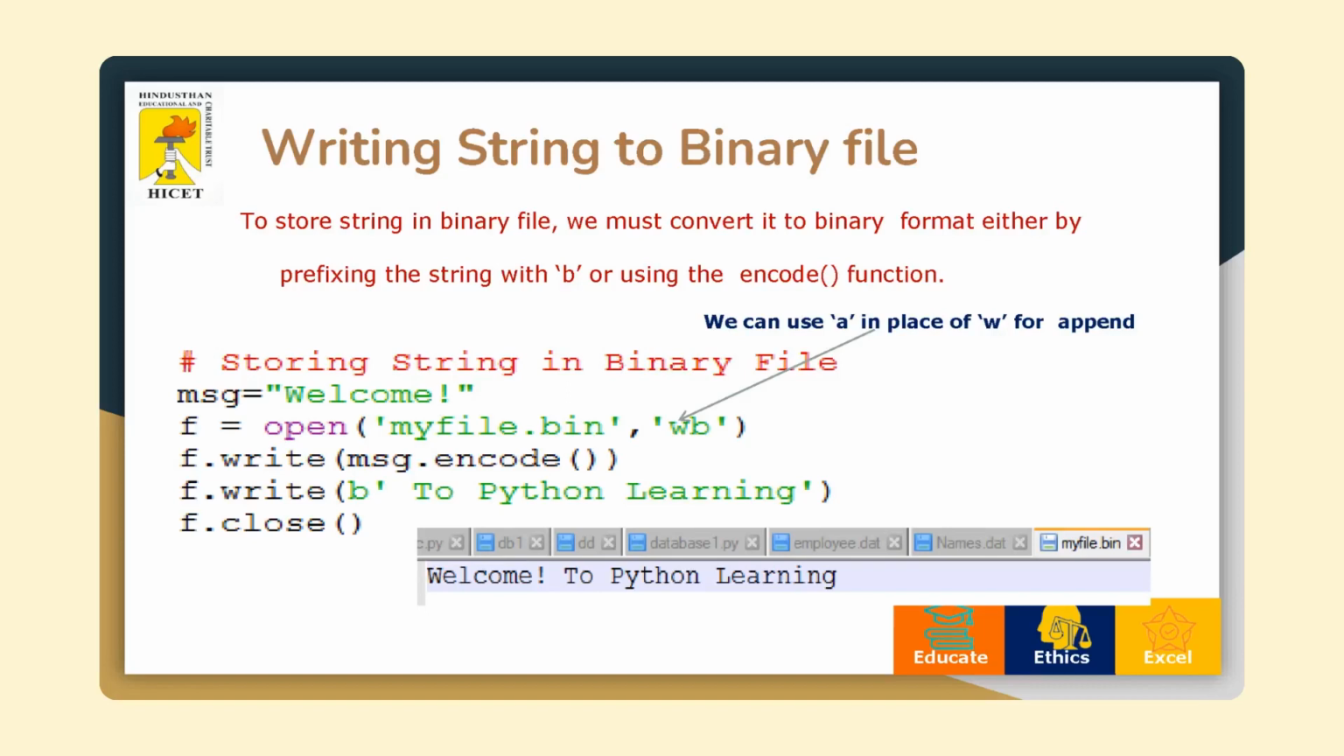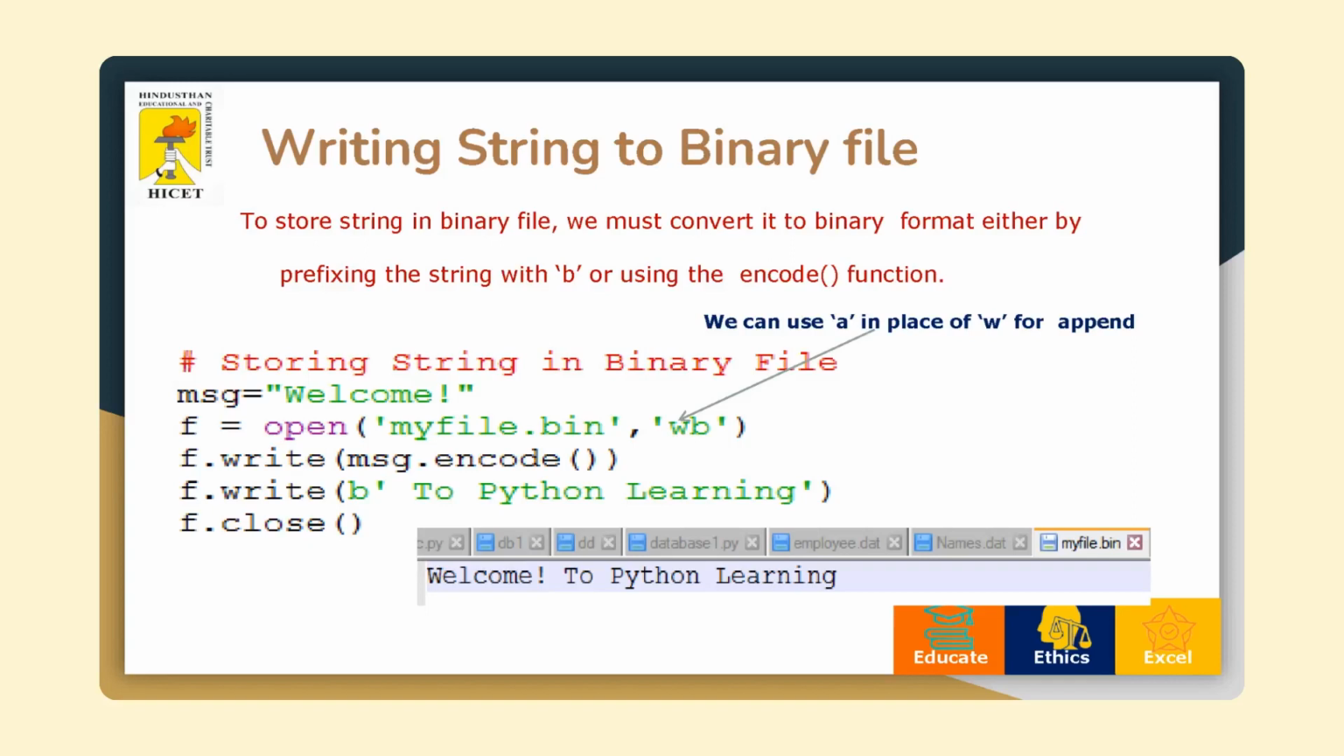After opening with the help of a file pointer, I'm going to open a file myfile.bin, and I'm going to use an access mode called wb. Whereas in a text file we might have used only w, here we are going to use wb. wb is for writing into a binary file. With the help of the write method, I'm going to use the encode method to write the content welcome, so message.encode.